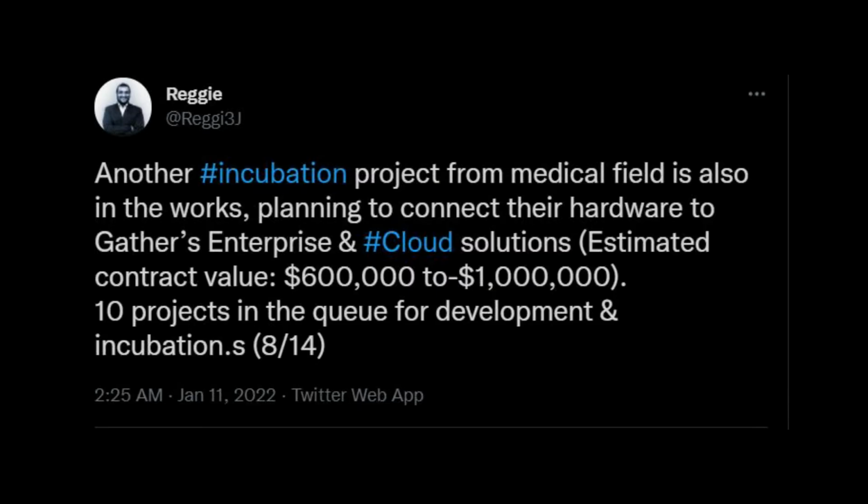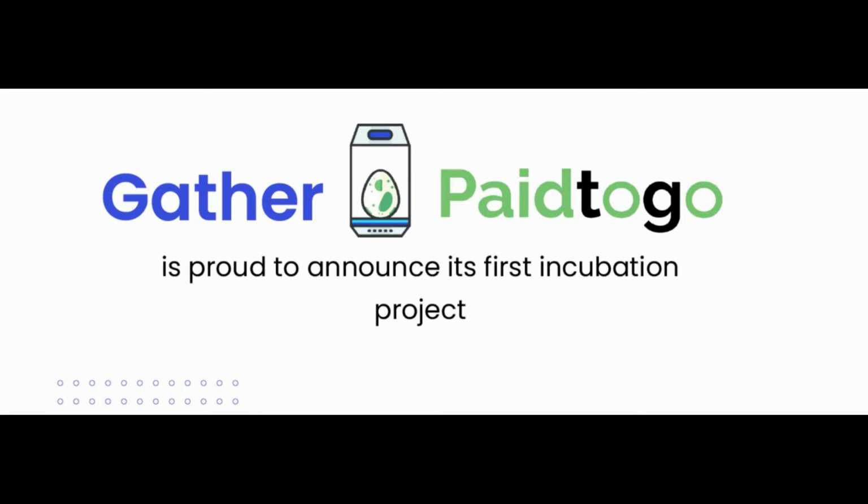The Gather team has been working on getting fresh incubators to join the Gather network. In a latest tweet by Reggie, there are nearly 10 projects in queue for development and incubation. The first incubation project that is likely to kick off on the Gather network is Paid to Go. The seed round for this project has been completed, and very soon a private sale will also be announced. GTH holders can participate in these token sales as well. We shall get into more detail on incubators and how to take part in the token sale in another video very soon.